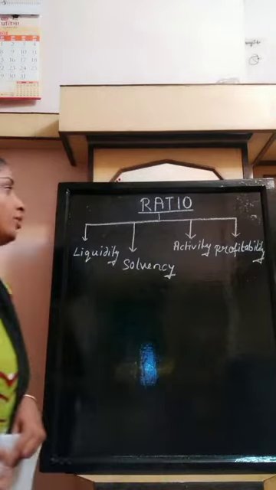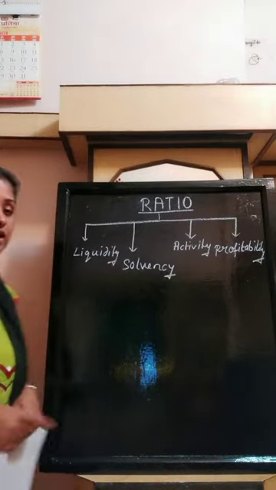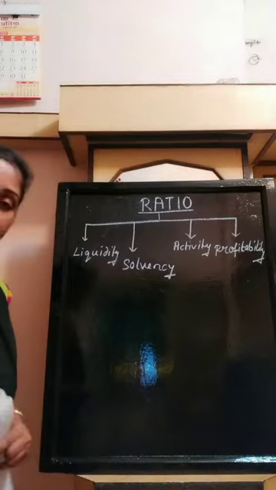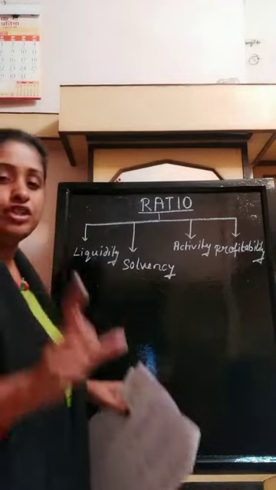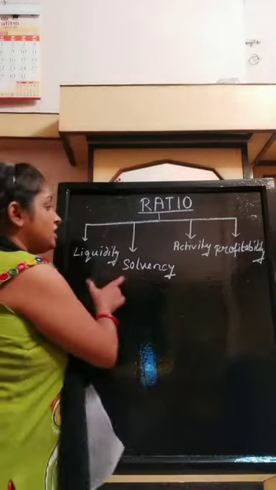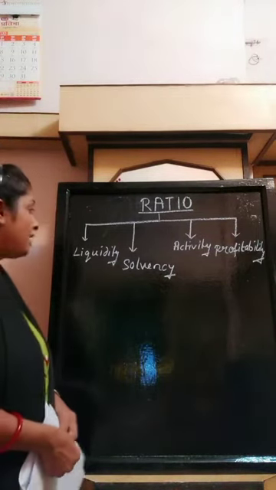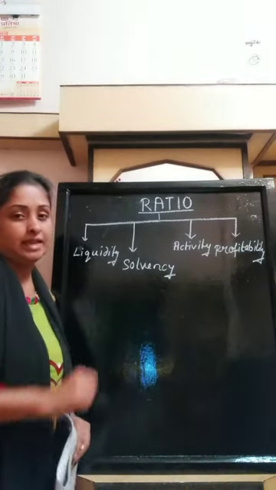So these are the four main categories of ratio. These are the four main types of ratio that we are going to learn. Now the whole ratio chapter is divided into these four categories. Very important, these four categories. Now one by one I will explain each category.